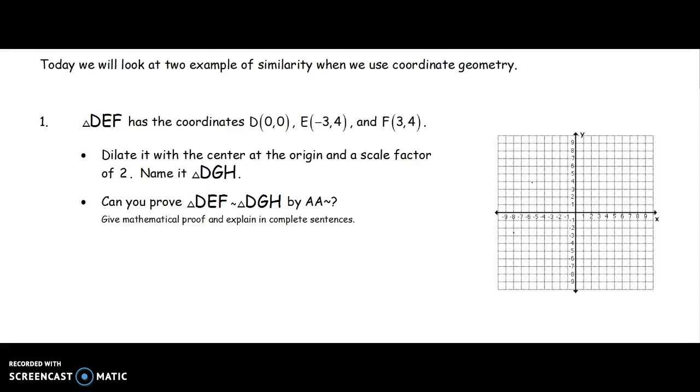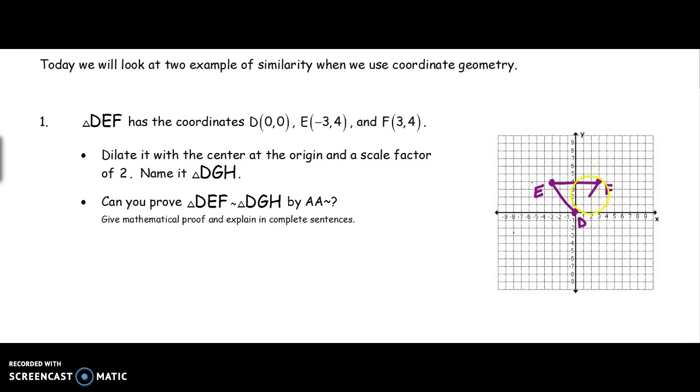Today what we're going to look at is two examples of similarity when we use the coordinate plane. For example, if I give you triangle DEF and it has the coordinates 0, 0, negative 3, 4, and 3, 4, we need to first graph these points. So D is at 0, 0, E is at negative 3, 4, and F is at 3, 4. Okay, here's our first triangle.